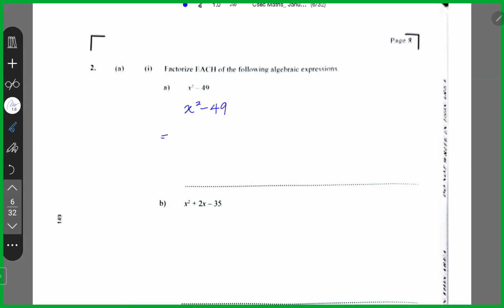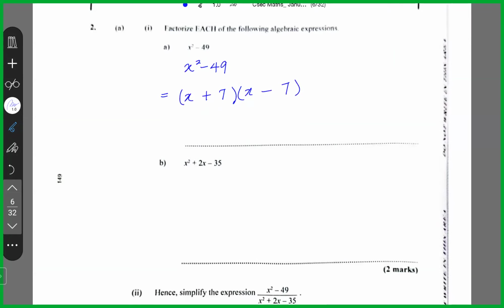Now, when we're factorizing the difference of two squares, we ask ourselves some questions. What do I multiply to get x squared? The answer is x. Put one here and one over here. What do I multiply by itself to get 49? The answer is 7 here and here. One side you put a plus, the other side you put a minus.